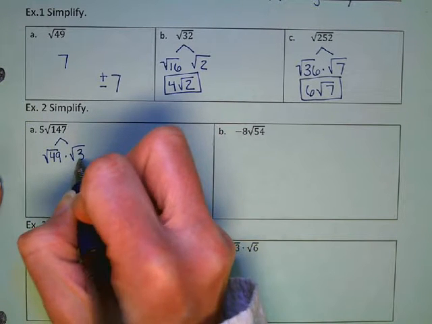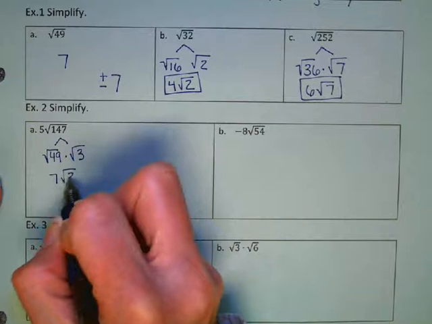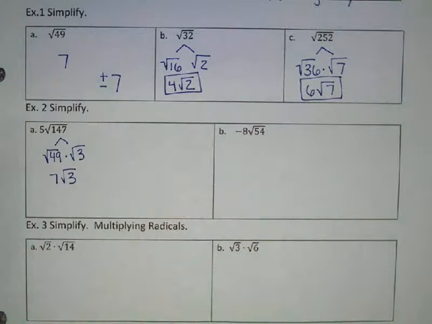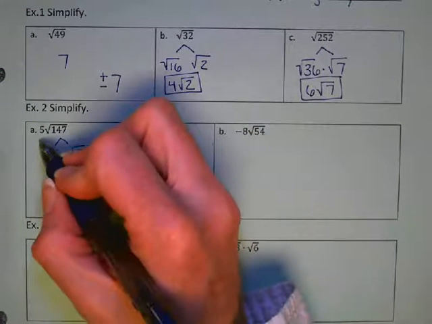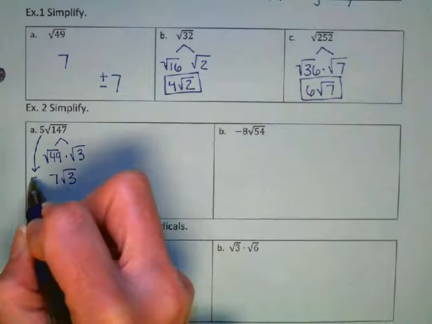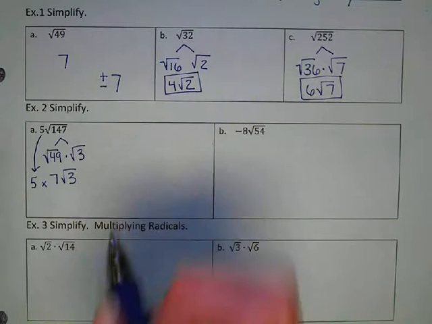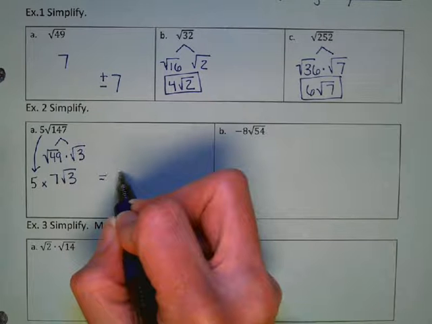Square root of 49 is 7. Bring down your square root of 3. What's unique about this one that we didn't have on the last one is the number that's in front of your square root comes down, and you take that number times whatever you get. So 5 times 7, this answer would be 35 square root 3.